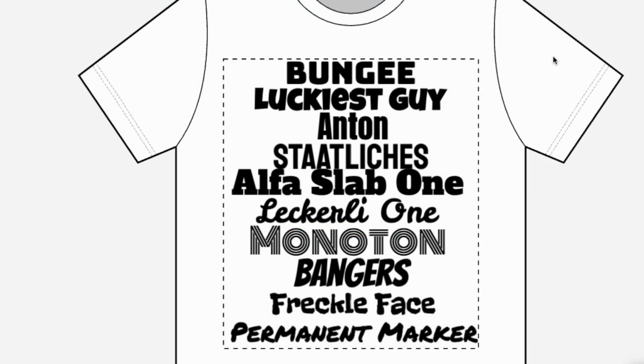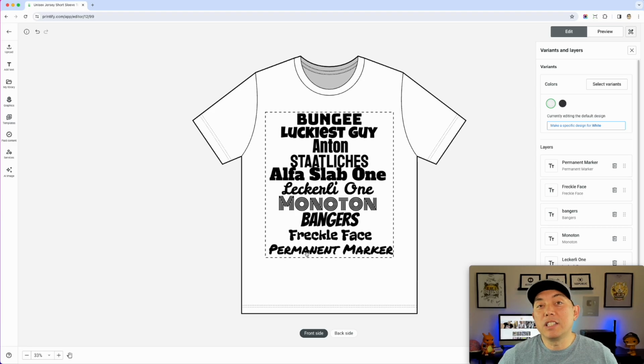All right, so here are the top 10 all on one t-shirt. My top 10: Bungee, Luckiest Guy, Anton, Staatliches, Alfa Slab One, Lilita One, Monoton, Bangers, Freckle Face, and Permanent Marker. These are all easy to read. They're made for t-shirts. I think these will do really well.